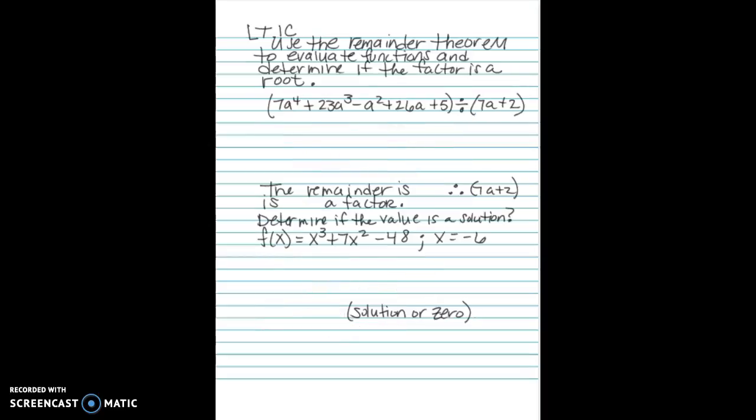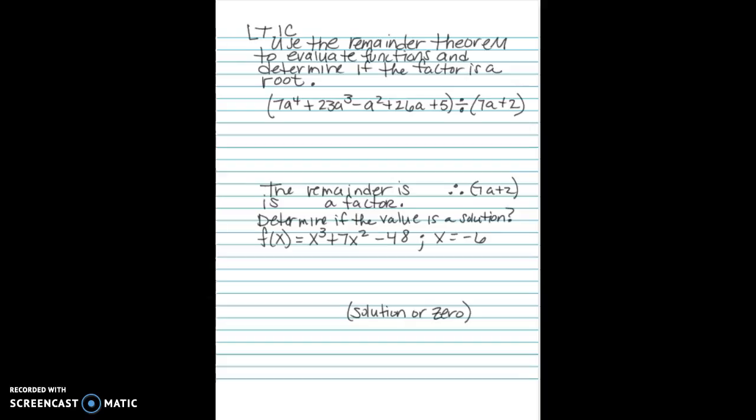Learning Target 1C: use the remainder theorem to evaluate functions and determine if the factor is a root. So the first problem that we're given is 7a to the fourth plus 23a cubed minus a squared plus 26a plus 5, and we're dividing that by 7a plus 2.